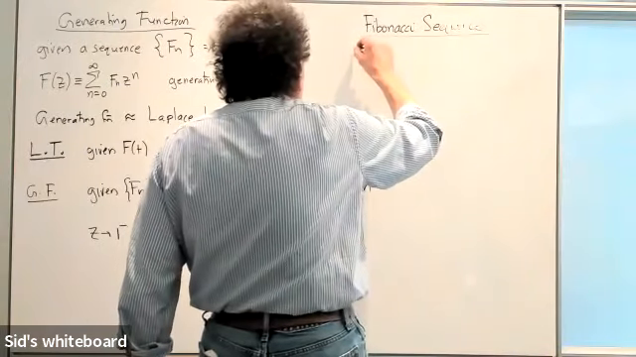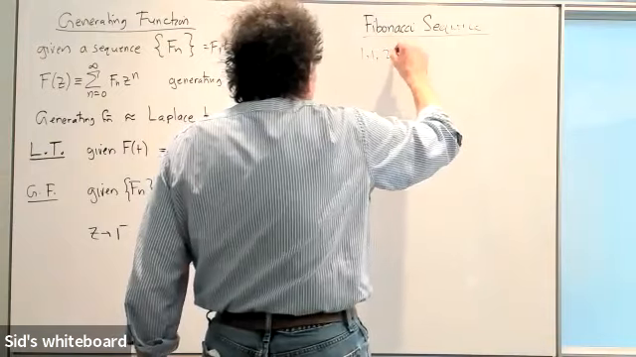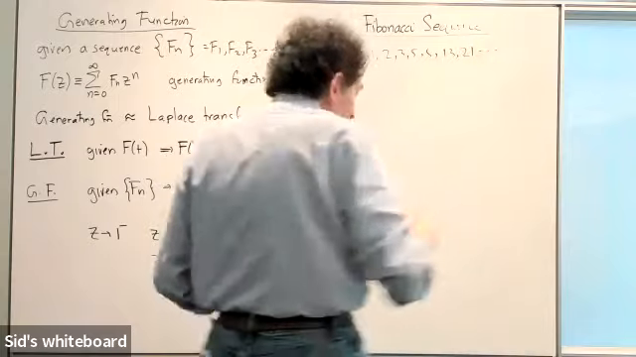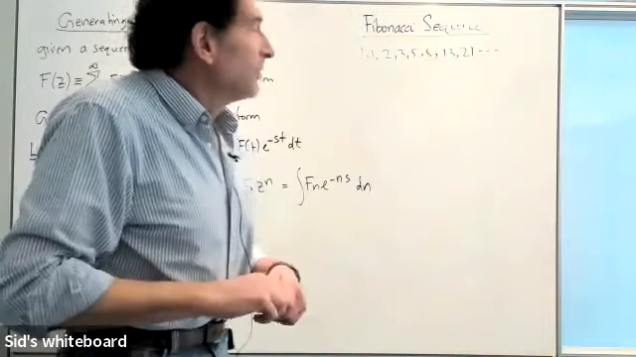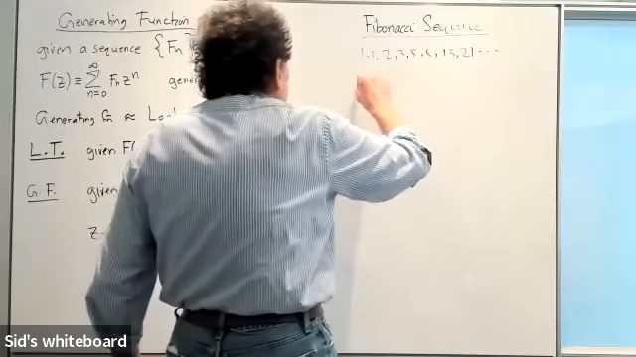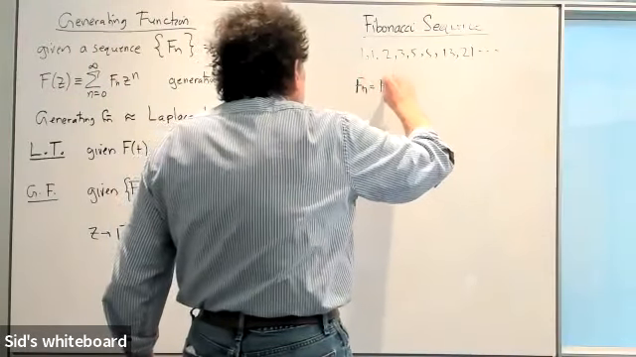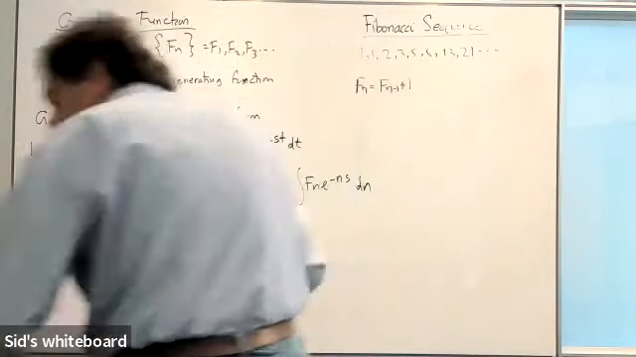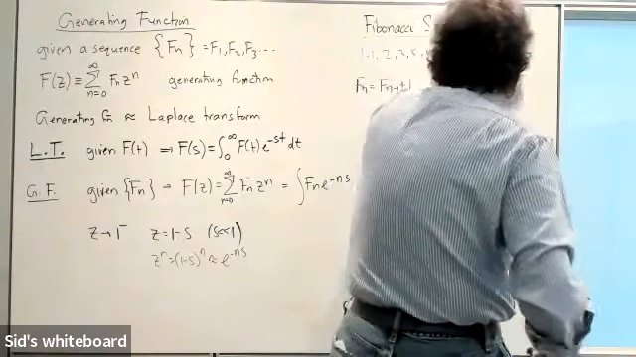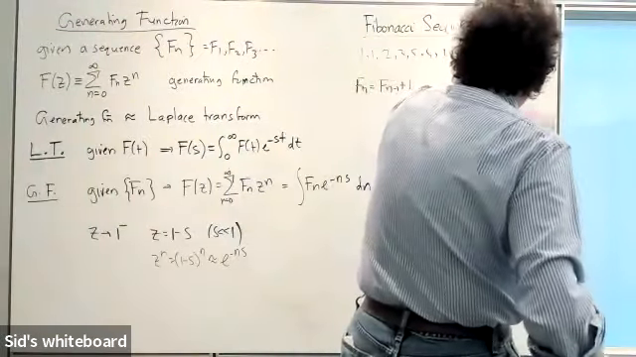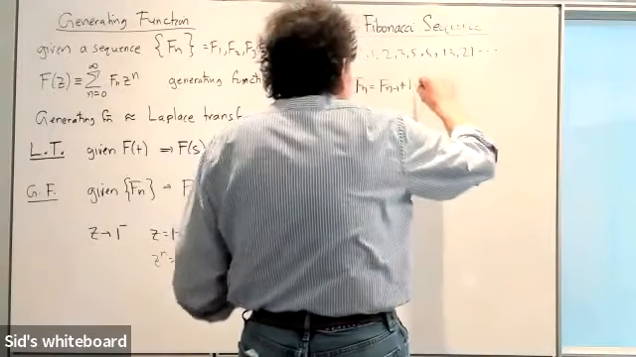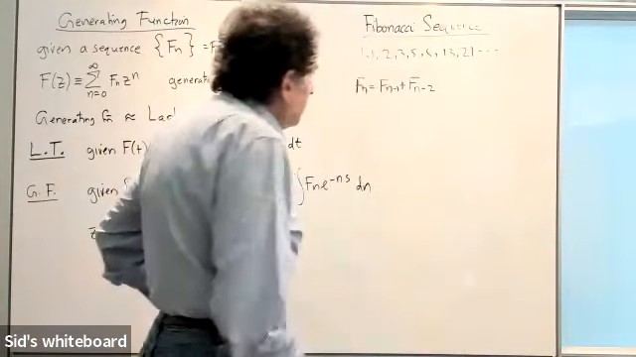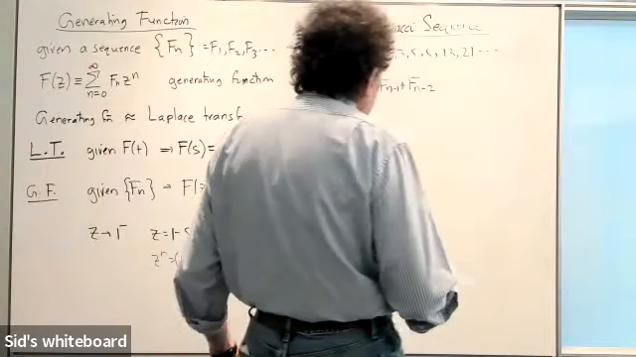So that's 1, 1, 2, 3, 5, 8, 13, 21, and so on. And so the rule for generating the Fibonacci sequence is F_n is equal to F_{n-1} plus F_{n-2}. It's a sum of the two previous. So that is the defining quantity, and we also need an initial condition.